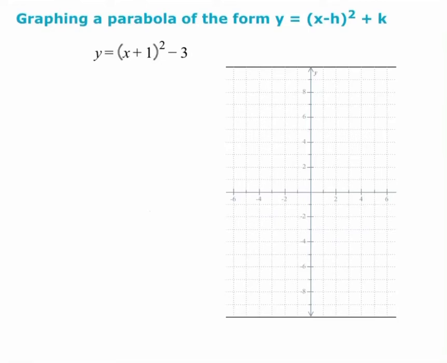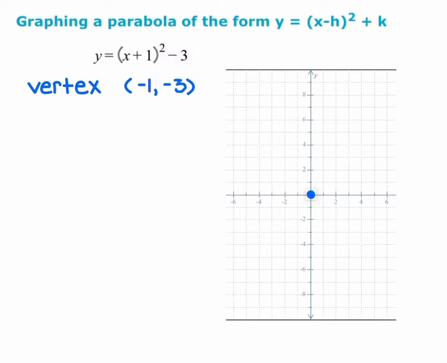To graph this parabola that's in vertex form, let's begin by identifying the vertex and graphing it. The x-coordinate of the vertex will always be the opposite of the number inside the parentheses. So since it's +1, the x-coordinate will be -1. Now the y-coordinate of the vertex is the same as that number on the end. So the y part is -3. Plotting that point, let's move back 1, down 3.